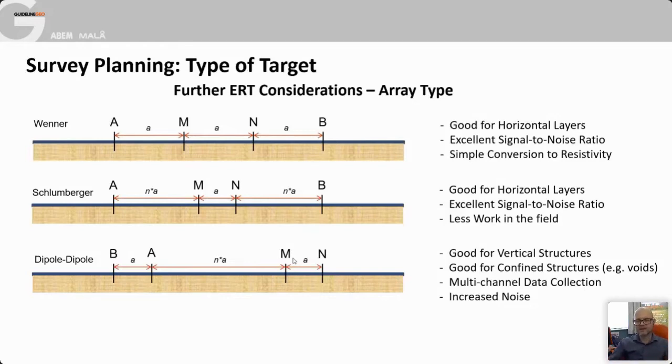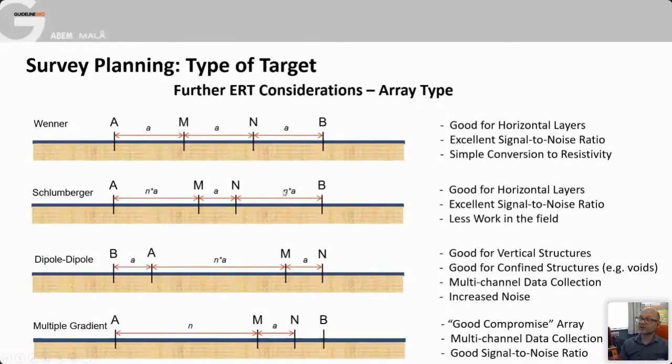The downside of the dipole is that it doesn't have a very good signal to noise ratio. So the signals that get returned for a given current injection are much lower, and therefore we will see a lot more variation in the data that we record. That can be difficult when we're looking at deeper structures, or if we're working in noisy environments such as urban areas.